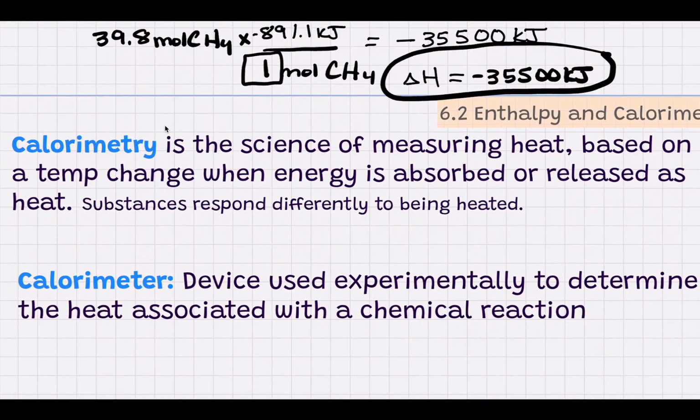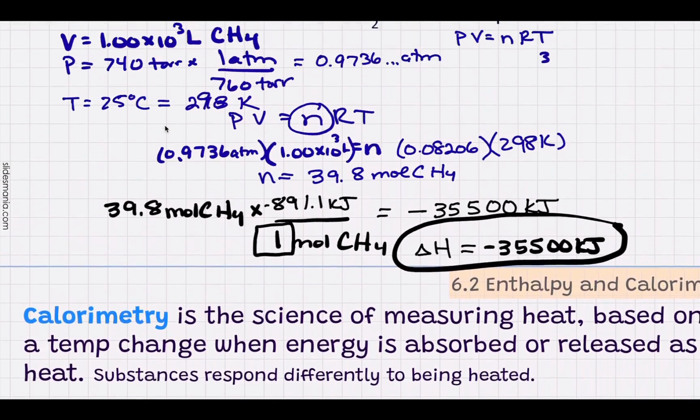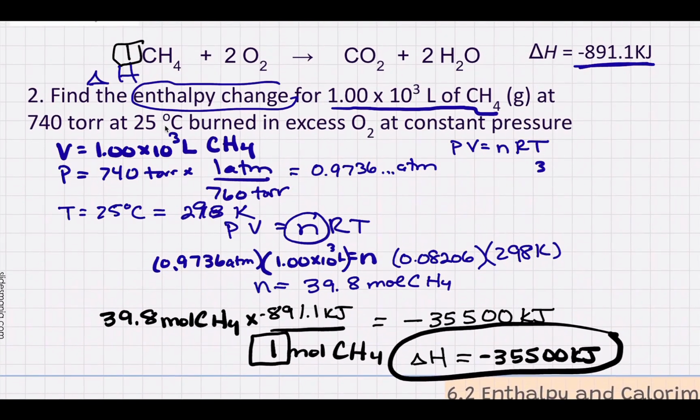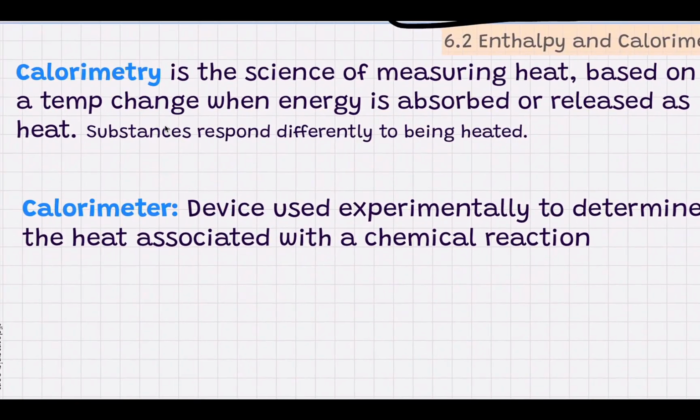So next, I would say those are just, I call those energy stoichiometry kind of problems, or just enthalpy calculations. Now I want to talk about calorimetry. Calorimetry is when we measure heat based on the temperature change of usually water. And different things will respond differently to being heated. Some of them will heat up really fast, some are slow.